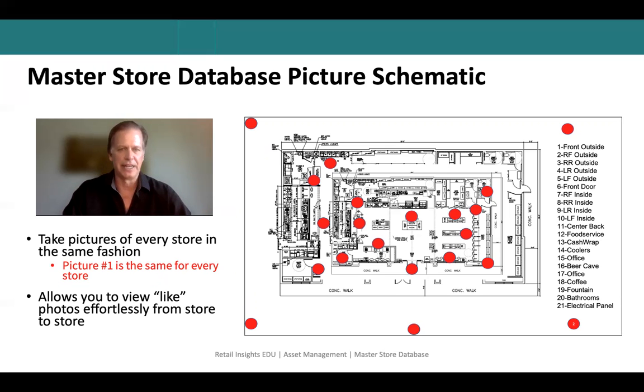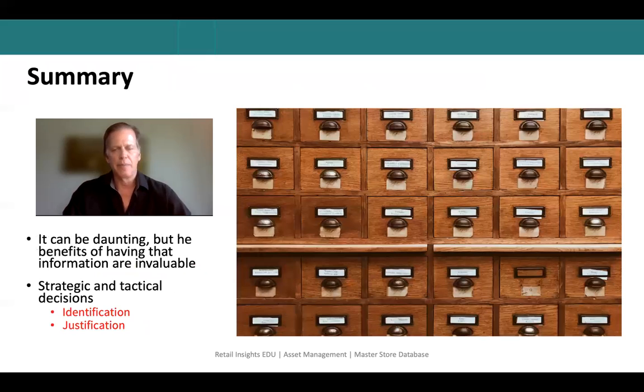So in summary, it can be daunting to go out there, especially if you have hundreds of stores. If you have a couple dozen, you can get this done over a couple of months by going out to the stores and actually accumulating all this information. It's going to help you when you try to figure out, what do we want to do? So identifying new projects to roll out to the field, but also a justification of those projects based on past performance or size or what you currently have in the trade area.